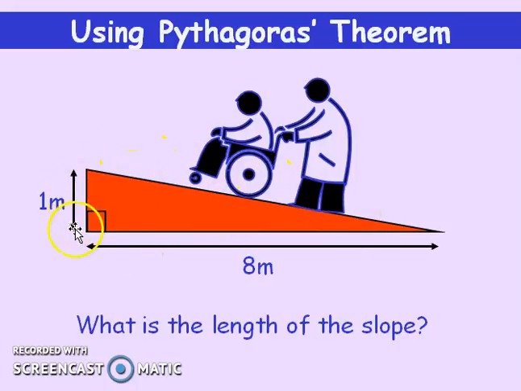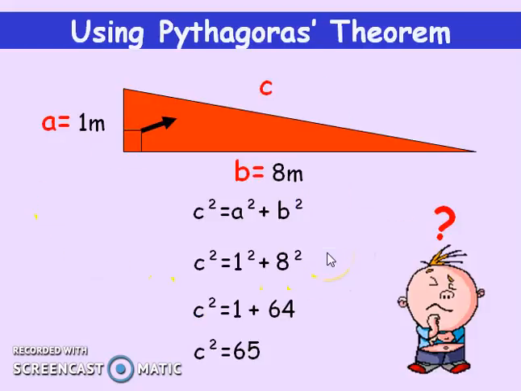So, the question already gives 1 meter for the opposite and 8 meters for the adjacent. Okay, we just need to plug into the formula. From the formula, C squared equals A squared plus B squared. Just plug in A equals 1 squared and B equals 8 squared. So, C squared equals 1 plus 64, since 8 squared equals 64, and the sum of A squared and B squared equals 65.